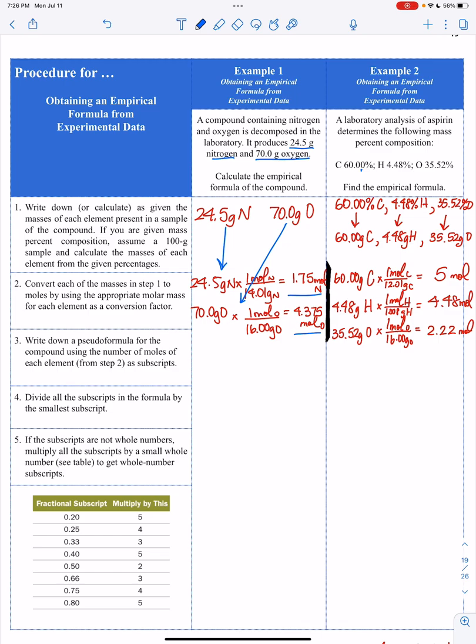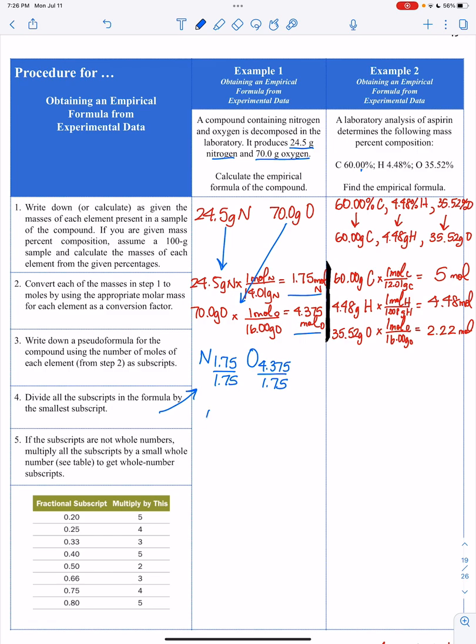And now I have 1.75 moles of N for every 4.375 moles of O. I'm going to write a pseudo formula, N 1.75, O 4.375. But of course, this is ridiculous. We don't write formulas like this. I'm going to divide these subscripts by the smallest moles, or the smallest subscript. I'm going to divide it by 1.75.